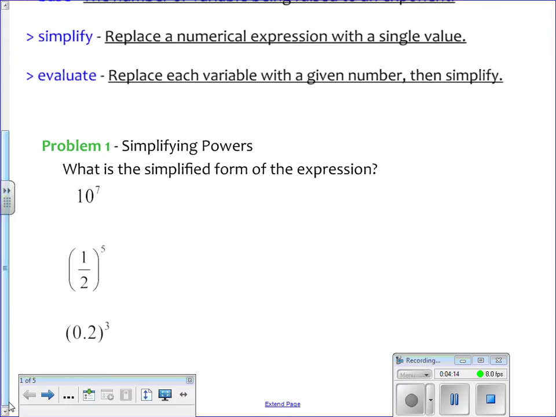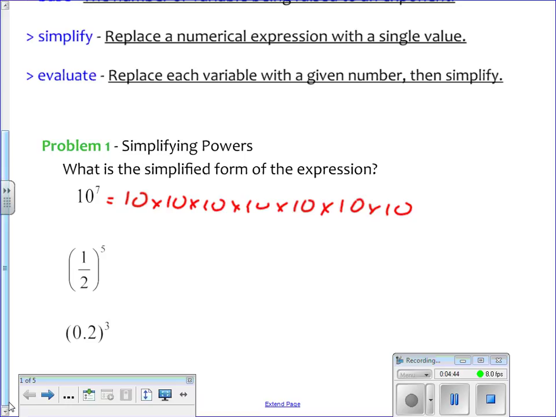Okay. So problem number 1, simplifying powers. 10 to the 7th means that I have 10 times 10 times 10 times 10, 1, 2, 3, 4, 5, 6, 7. 10 times itself 7 times. That's what 10 to the 7th means, right? 7th power. I'm multiplying it times itself 7 times.